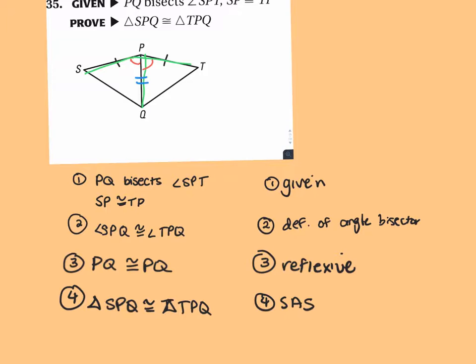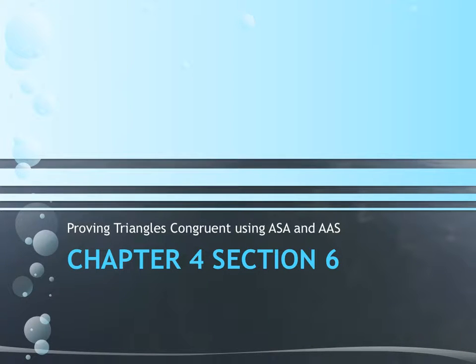All right, let's learn some more shortcuts. Two more today, which is the last two for triangles. Chapter 4, section 6 is angle, side, angle, and angle, angle, side. And when's the test? Your test is Thursday, a week from yesterday. Angle, side, angle, and angle, angle, side.